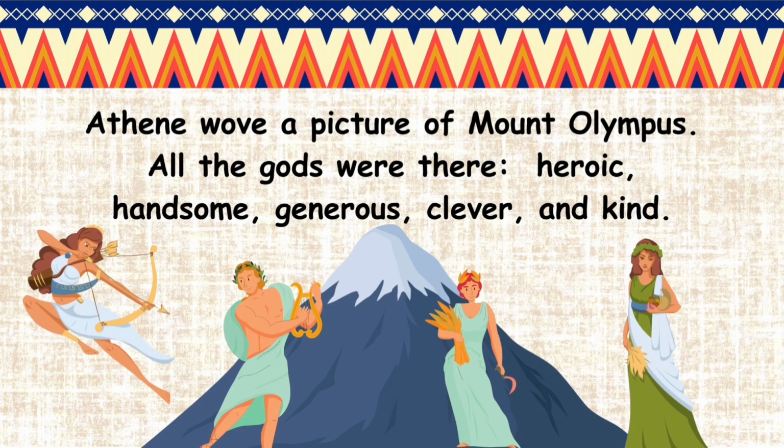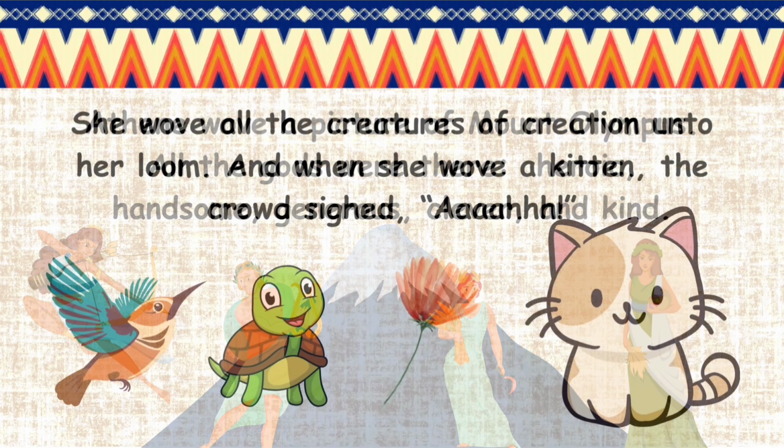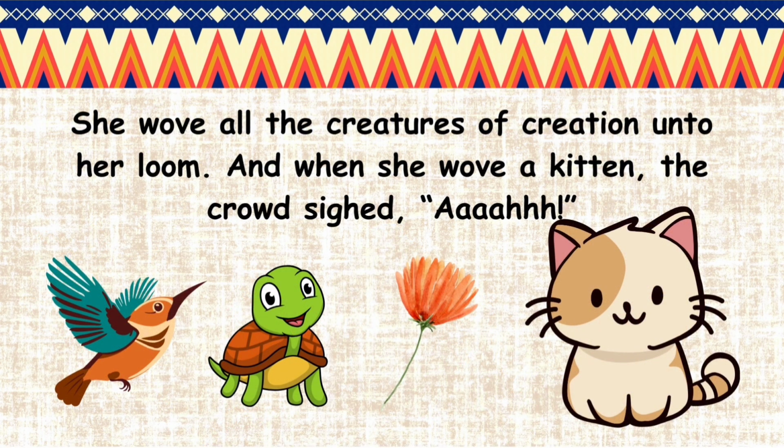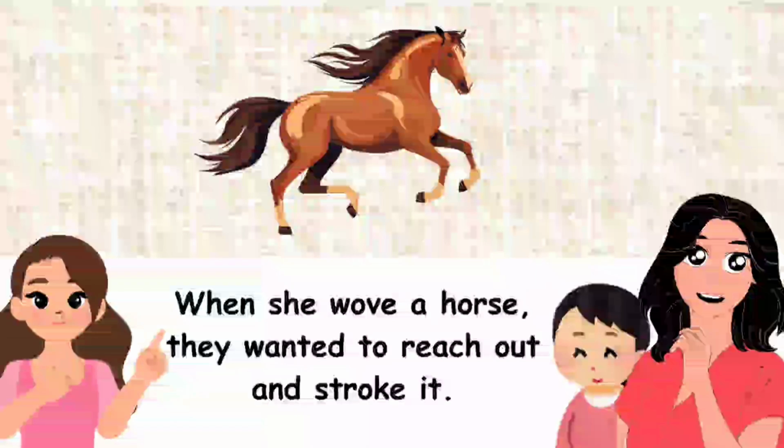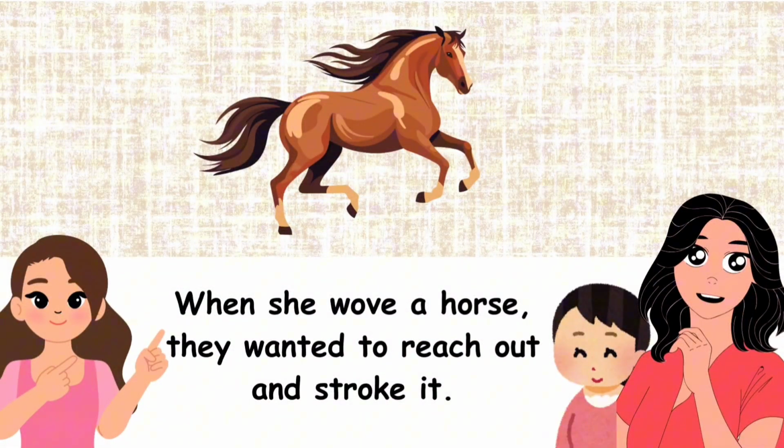Athene wove a picture of Mount Olympus. All the gods were there, heroic, handsome, generous, clever, and kind. She wove all the creatures of creation onto her loom. And when she wove a kitten, the crowd sighed, "Ah." When she wove a horse, they wanted to reach out and stroke it.